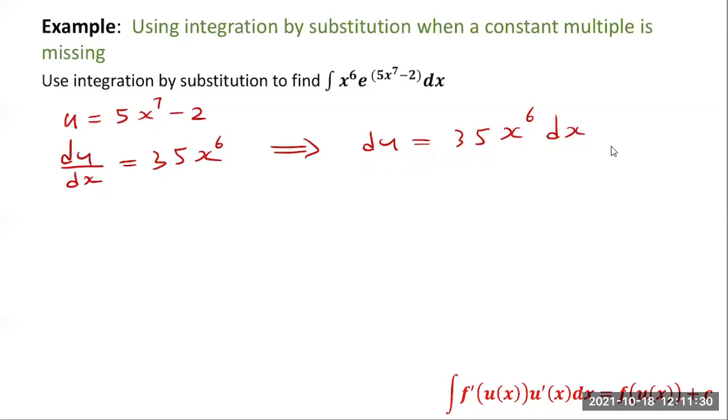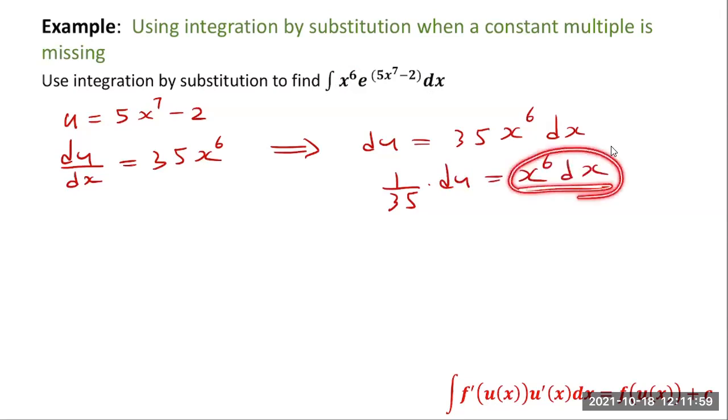But this is not quite what I want here. I have x to the power 6 times dx, right? I don't see a 35 in this integration. So before I do anything else, I'm going to divide both sides by 35. Then you get 1 over 35 times du is equal to x to the power 6 times dx. Now, as you can see, you can find exactly this expression in the integration, x to the power 6 times dx. I can replace that product by this expression.